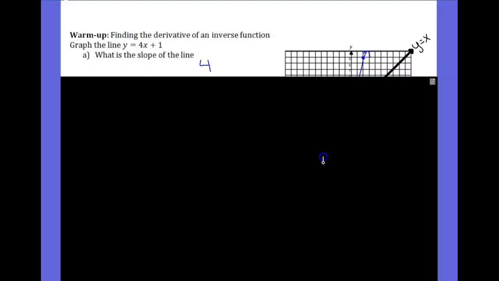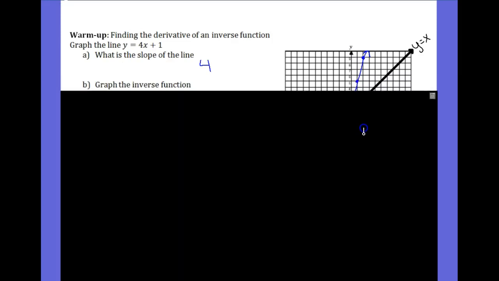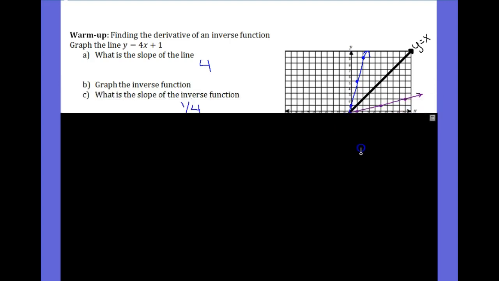So, what is the slope of a line y equals 4x plus 1? 4. Graph the line and its inverse.